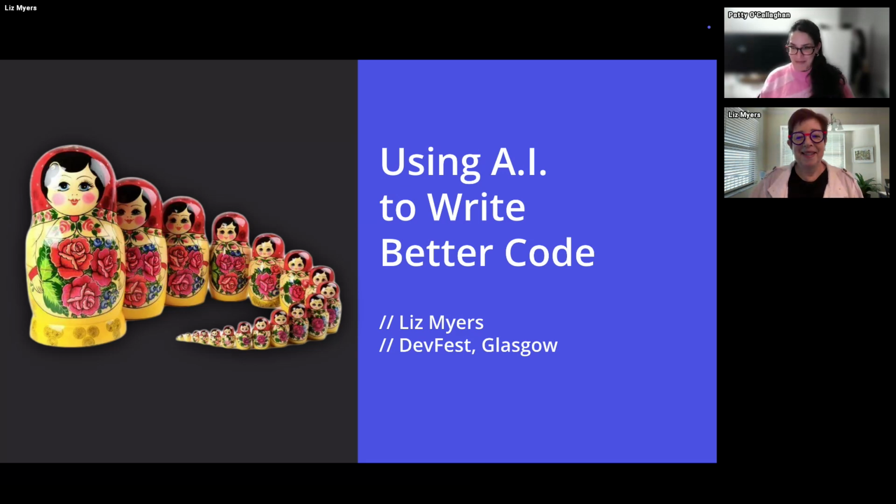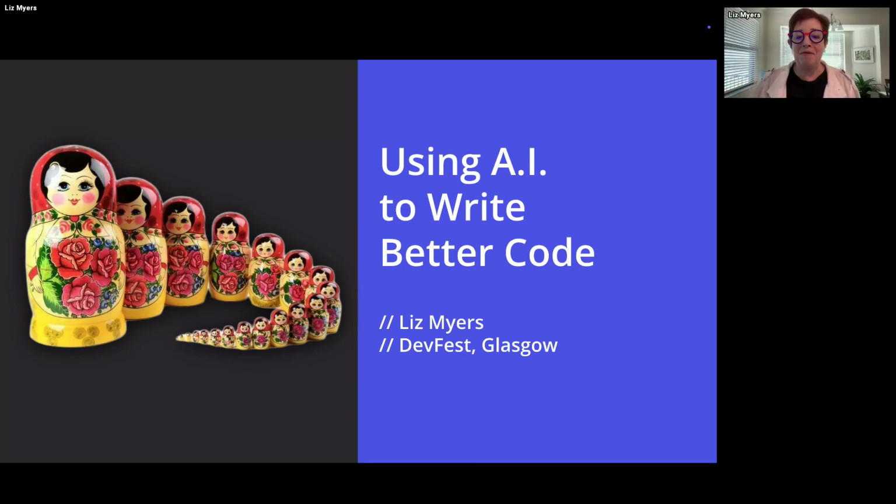Thank you so much. Well, thank you, Patty, for that lovely introduction, and welcome everyone. I'm delighted to be here. Although I'm broadcasting today from South Florida, I've lived in the UK a few times. So the Glasgow DevFest has a special place in my heart, and this is just a fabulous group. So I'm honored to be here. Today, I want to talk to you about how I use AI to write better code and actually accelerate my entire development process.